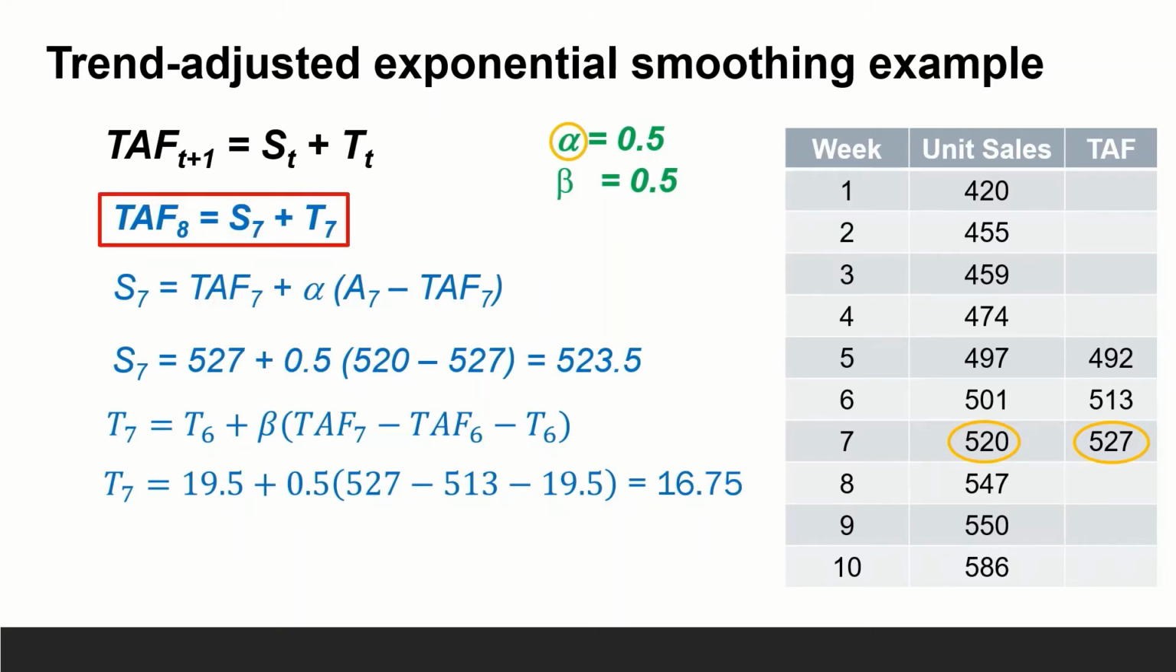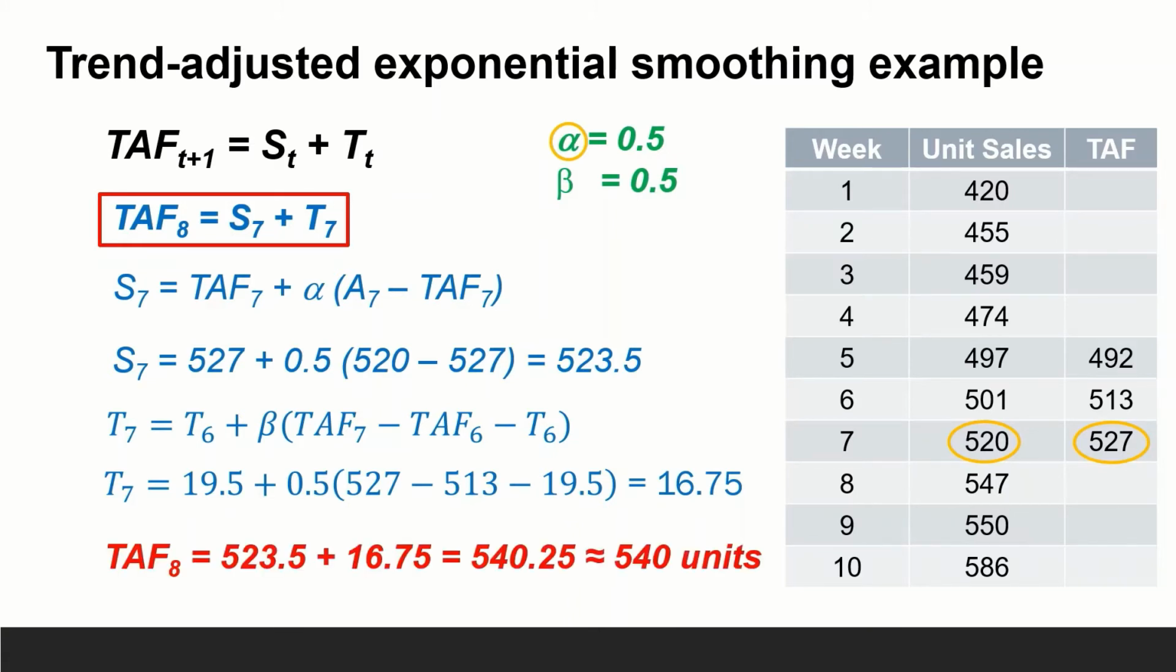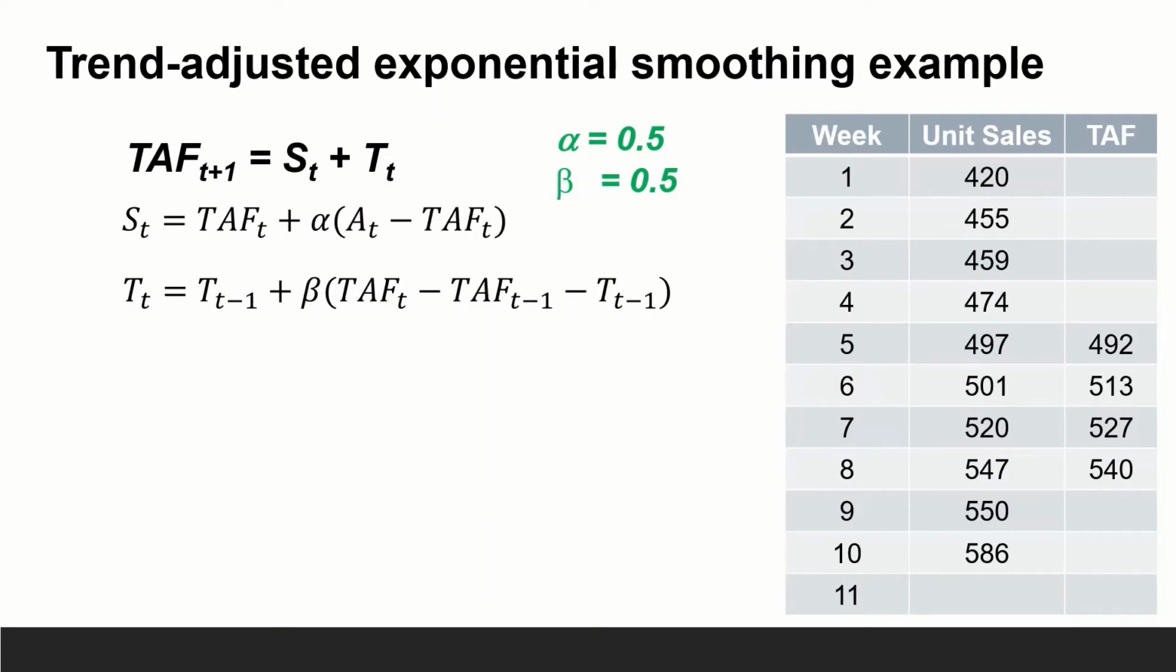To calculate the forecast for period 8, TAF8, using this equation, TAF8 equals 523.5 plus 16.75 equals 540.25, approximately equal to 540. So, the forecast of period 8 using trend-adjusted exponential smoothing equation, TAF8 equals 540. In the same way the forecast for periods 9, 10 and 11 can be calculated.